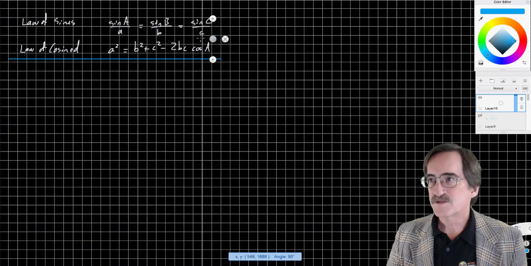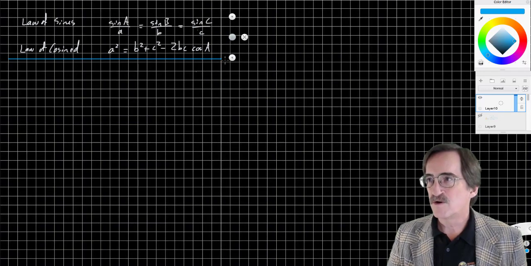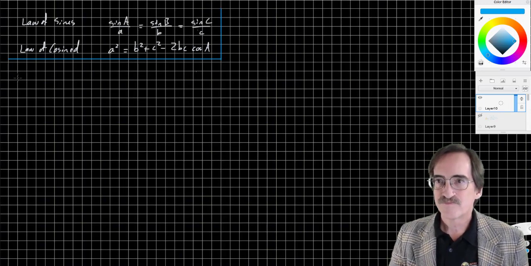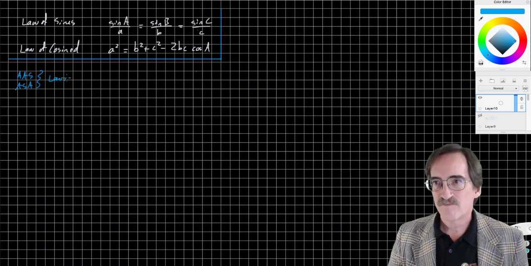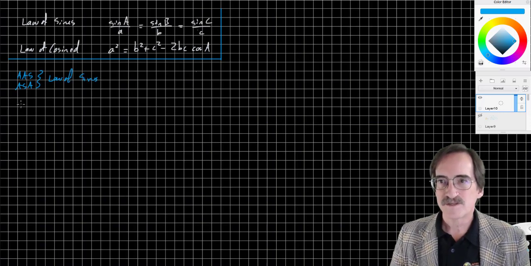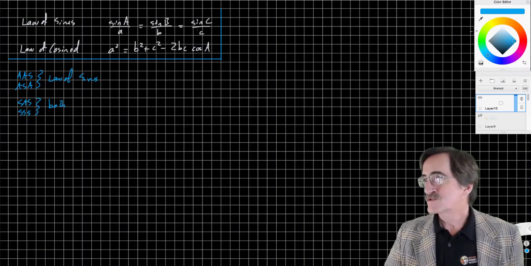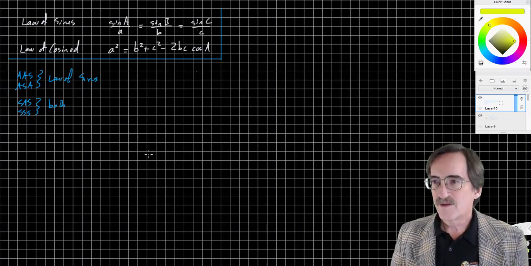If you recall, we started with the law of sines by solving the angle-angle-side and angle-side-angle cases, and we used the law of sines for that. For the other two cases, side-angle-side and side-side-side, the law of cosines is necessary, but we're actually going to use both to solve the triangles completely. So let's do it.